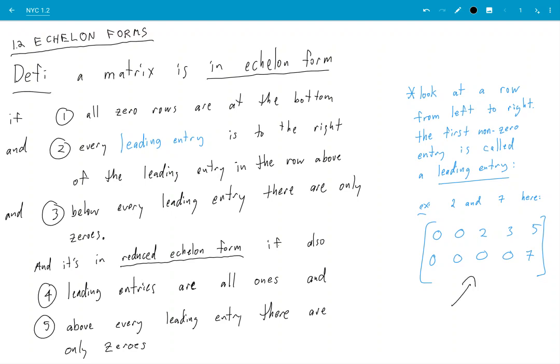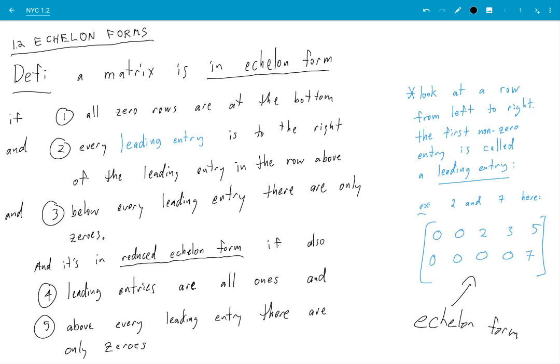This one right here, this is in echelon form. To see that, we're just going to go through 1, 2, 3, 4, 5 to see which are satisfied and which are not. Okay, number 1, 0 rows. There are no 0 rows. A 0 row is a row consisting entirely of zeros, so we don't have that. We have 0 columns, but no 0 rows. So skip that one. Leading entries.